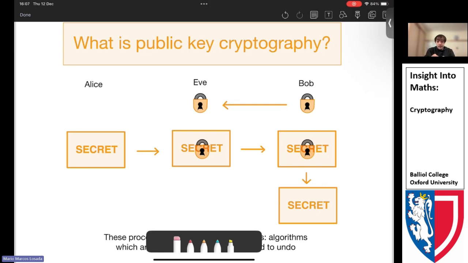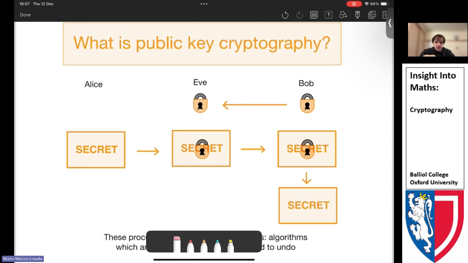It means that he can just put a lock out there. Anyone who wants to send Bob a message needs to take Bob's lock, put it on the message, and then send it back to Bob, right? Because Bob is the only person who has access to the key to that lock, he can unlock it and open the secret. So this is the basic way that cryptography works, or at least public key cryptography. And this is what many of the modern day algorithms use, this quite simple idea.